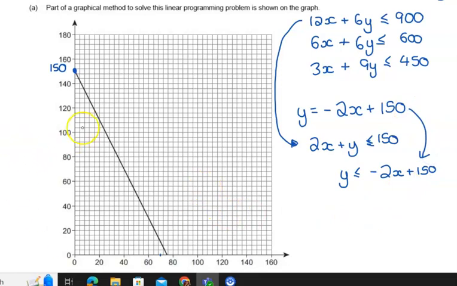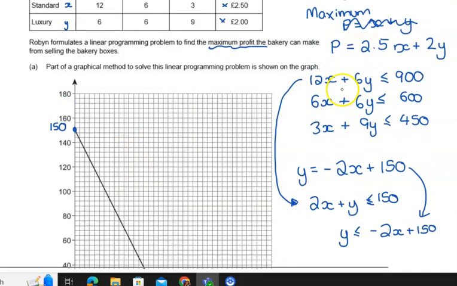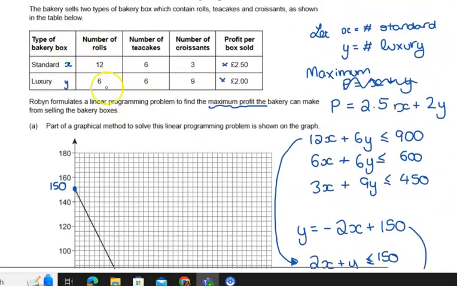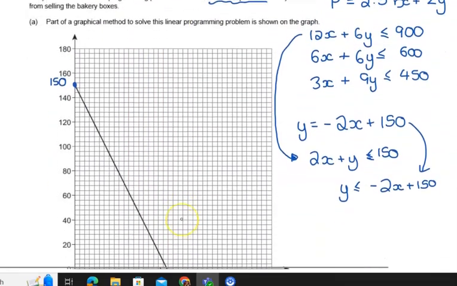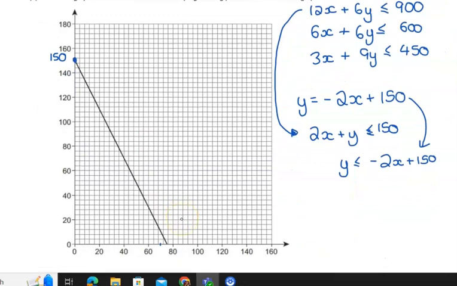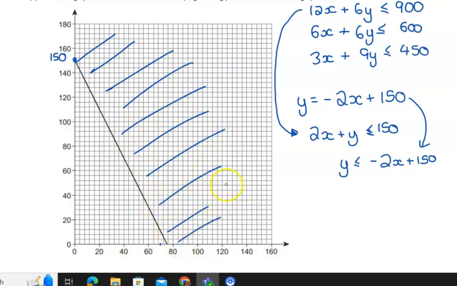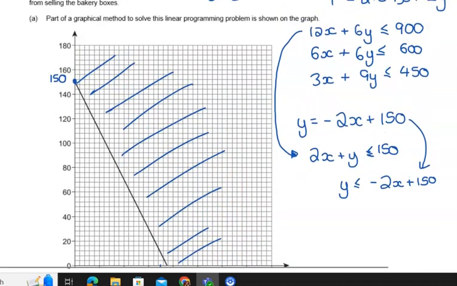So this line here is related to the number of rolls. Remember, this 12x plus 6y came from the number of rolls we're making up here. So this line is about the number of rolls, and we want where it's less than or equal to that. So we want underneath the line. Remember, we shade out the region we don't want, so you'd shade out that side of the line there. We've drawn the first line for you.